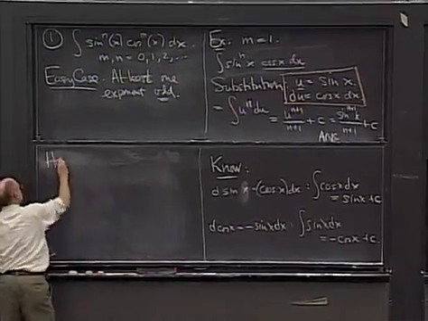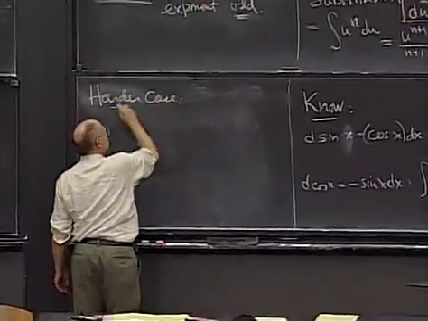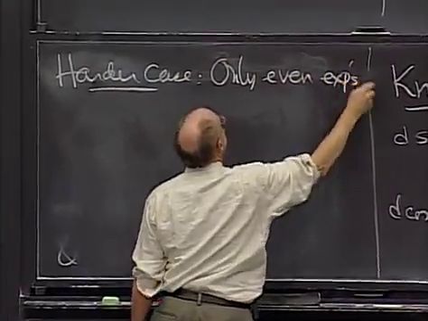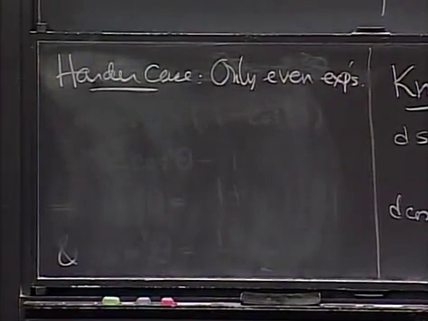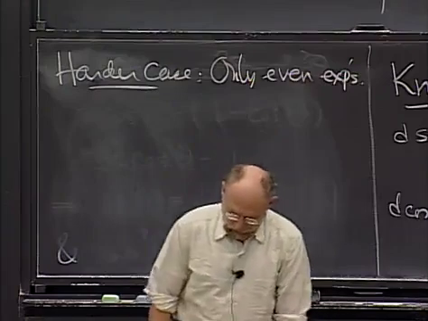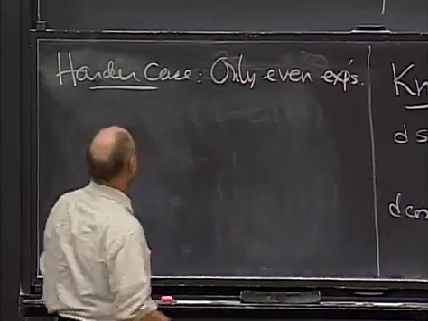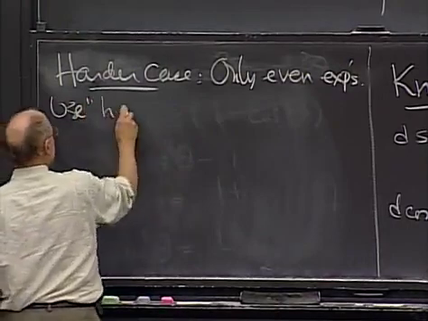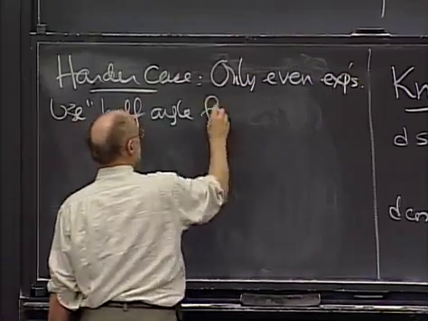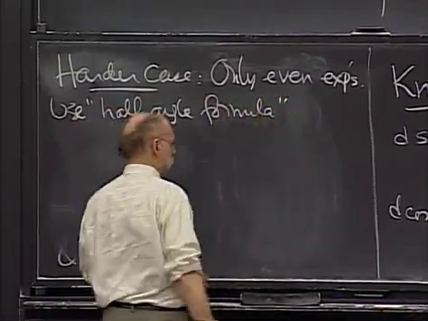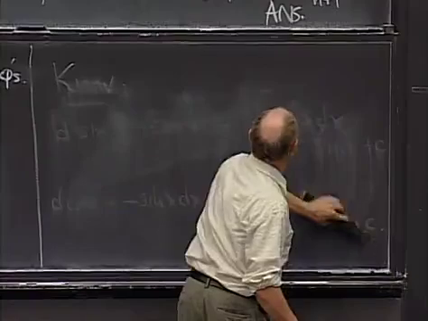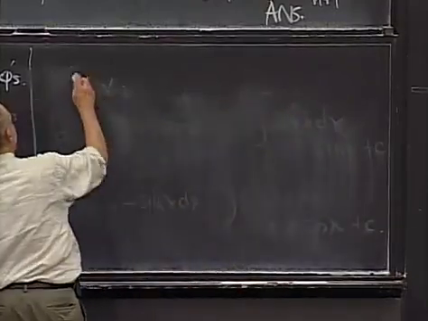So the harder case is when there are only even exponents. I'm still trying to integrate the same form, but now all the exponents are even, so we have to do some game. And here the game is use the half-angle formula, which I've just erased very sadly on the board here. Maybe I'll rewrite them over here so we have them on the board. I think I remember what they were.